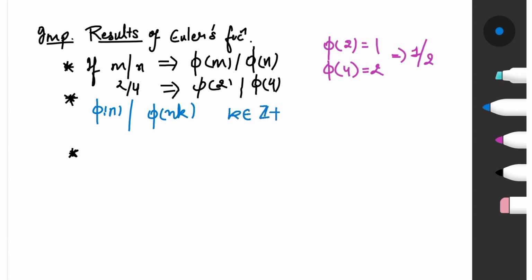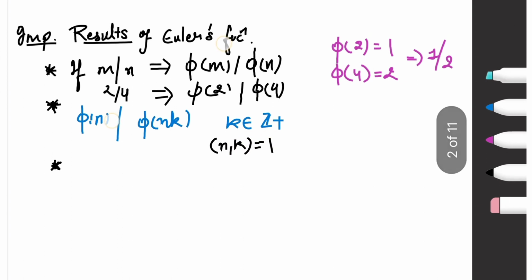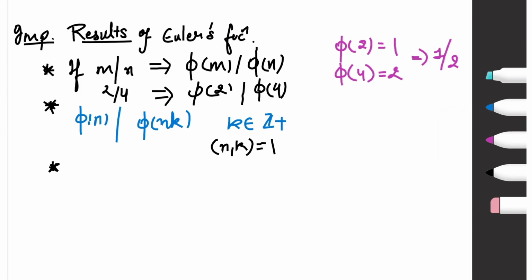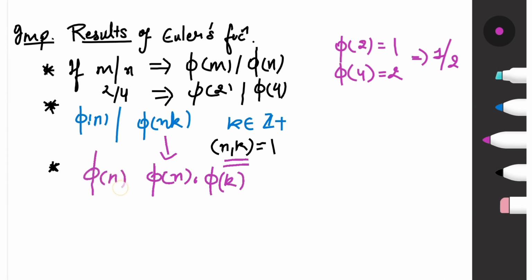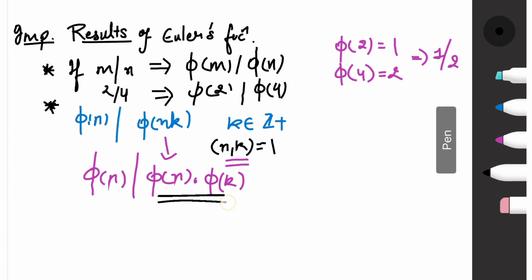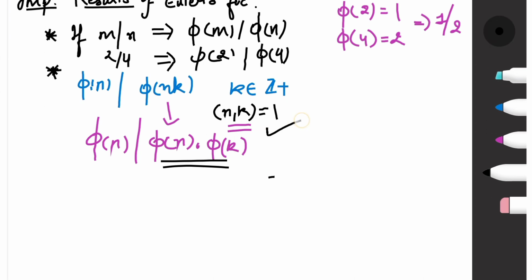I can prove this, as we have a simple result. As I said, if the GCD of n and k is 1, which means they are co-prime numbers, then since the Euler function is multiplicative when this condition holds, I can write this as phi of n into phi of k. Now you know that phi of n will divide this, because you are getting some multiple of phi of n. This will always divide. What if the GCD of n and k is not 1?